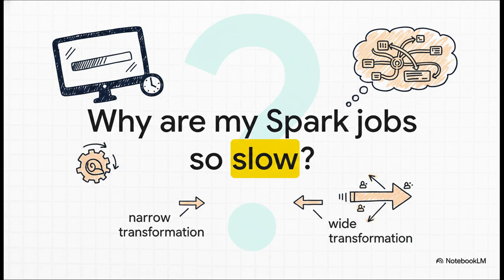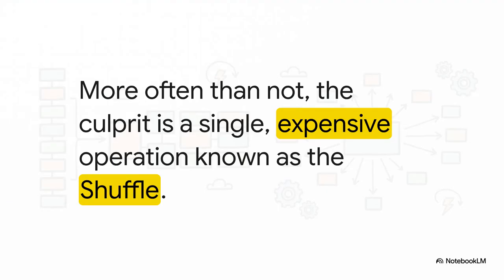You've been there, right? We all have. You write a Spark job, it looks pretty simple, you hit run, and then you just sit there, watching that progress bar crawl. What is actually going on under the hood that's making everything take forever? Well, 9 times out of 10, the problem has a name. It's this one, single, incredibly expensive operation called the shuffle. Think of the shuffle as the main villain in our Spark performance story today.